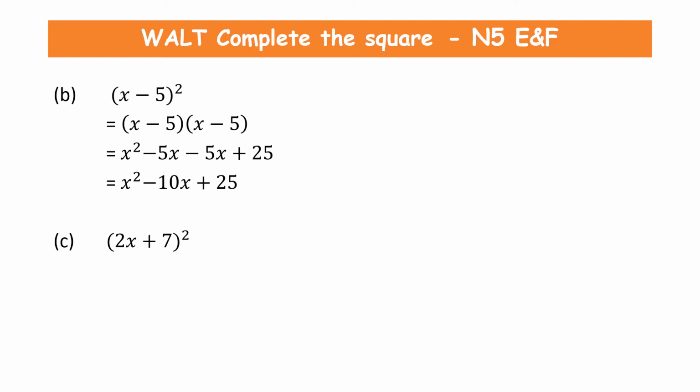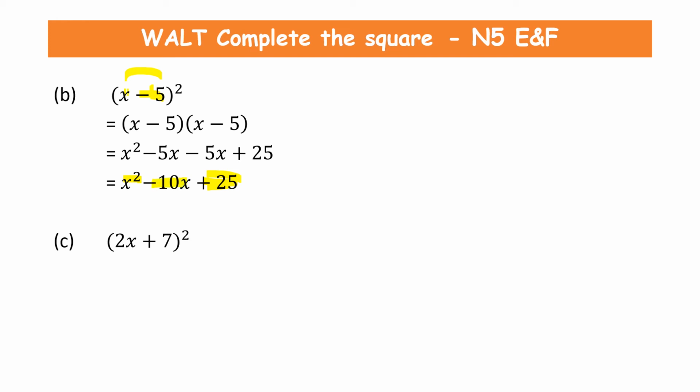And we can get that by squaring the first, squaring the last, and twice the inner product, because x squared is just x squared down there. And then minus 5 all squared is positive 25. And then x times negative 5 doubled is the negative 10x.